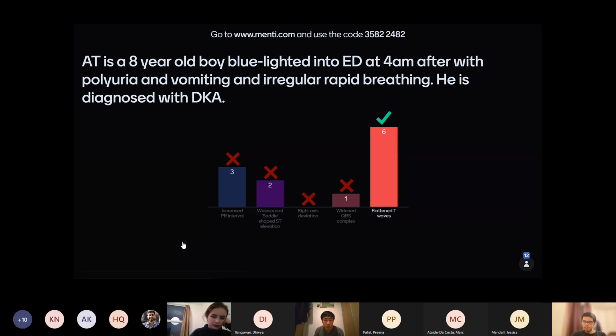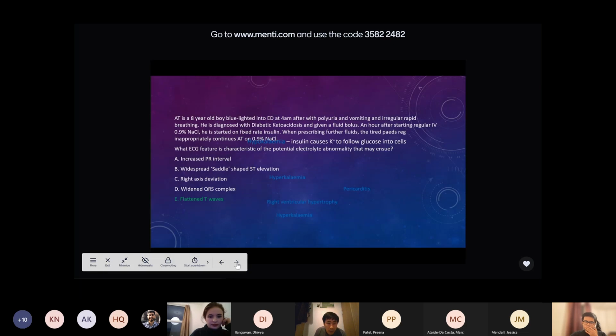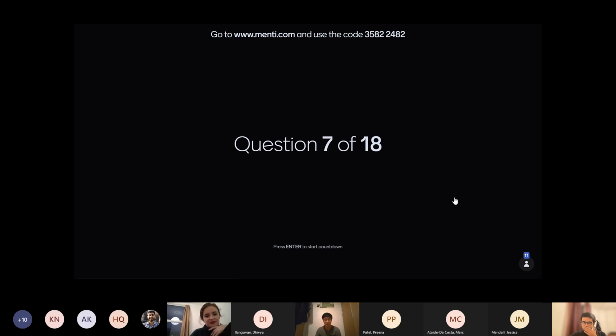Numbers are sometimes useful to remember for the emergencies because you won't have time in real life to look them up. Good. So of these ECG findings, flattened T-waves is the only one that's hyperkalemia. We'll discuss ECGs in the future. Yeah, I tried before the slides got ruined by Menti to put the ECG thing in. But yes, thank you. Well done, all.